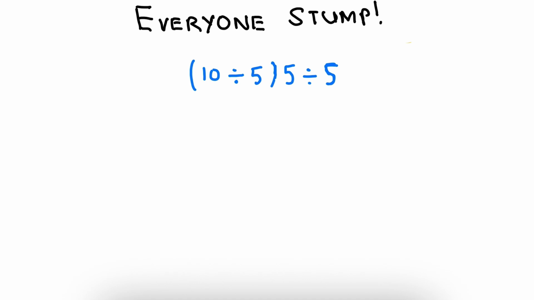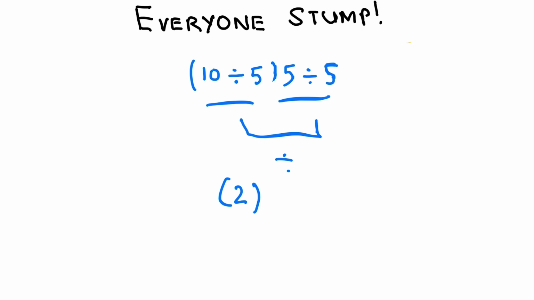So here our choice is first we simplify this, or sorry, first we simplify this, our choice, because both are in division. Okay, so now first of all we simplify according to the rule, parenthesis. So here 10 divided by 5 is 2, and 5 divided by 5 is 1.